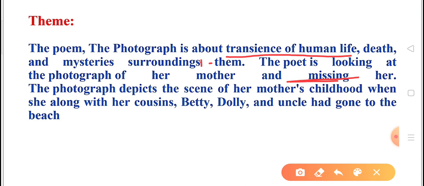the memories associated with mother flood the mind of the poet. The photograph depicts, it displays the scene of her mother's childhood when she, along with her cousins Betty and Dolly and uncle, had gone to the beach. So this is the theme. The basic theme is the contrast between the longevity of the lifespan of natural objects and the brevity of human life. This is the central idea of the poem, which Shirley Tolson brings out in a very beautiful and appealing way.